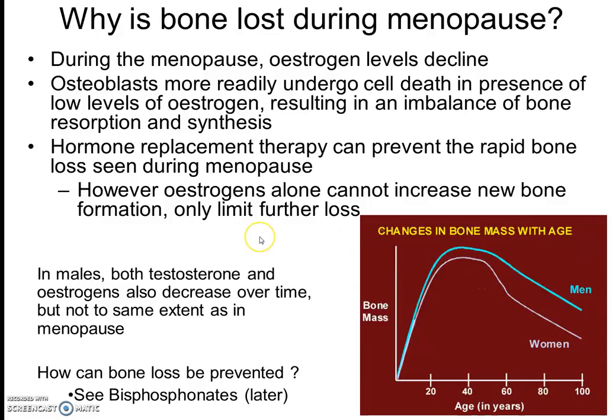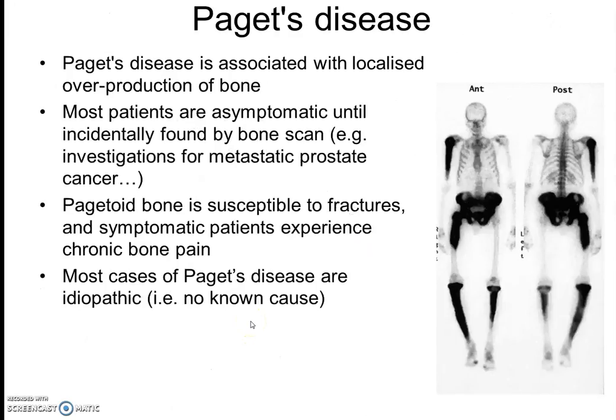So the evidence for a steroidal hormone link is quite strong. Both testosterone and estrogens affect osteoblast survival. Now, we can look at treating osteoporosis later when we look at bisphosphonates, which counterintuitively are osteoclast-targeting drugs. Before we move on to bisphosphonates, we'll look at Paget's disease.